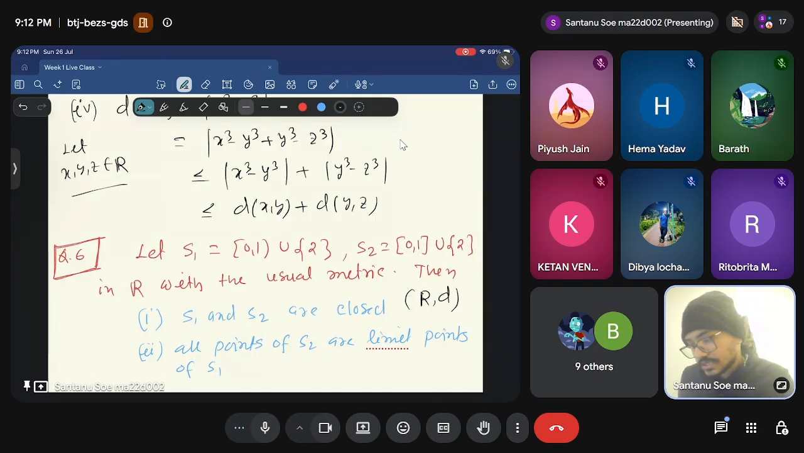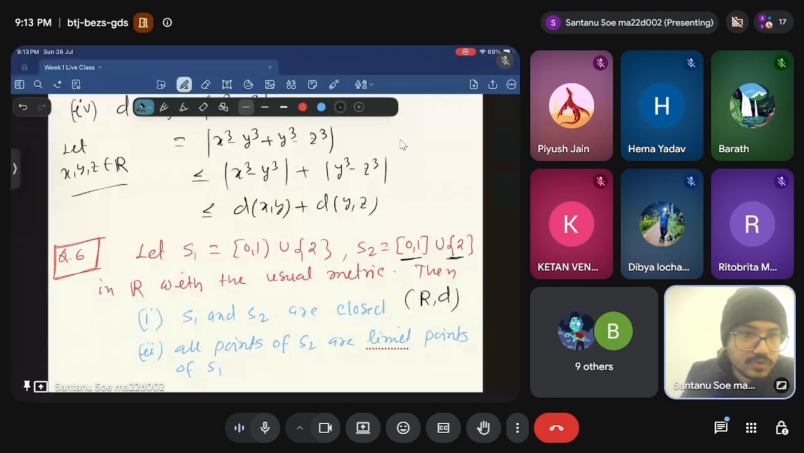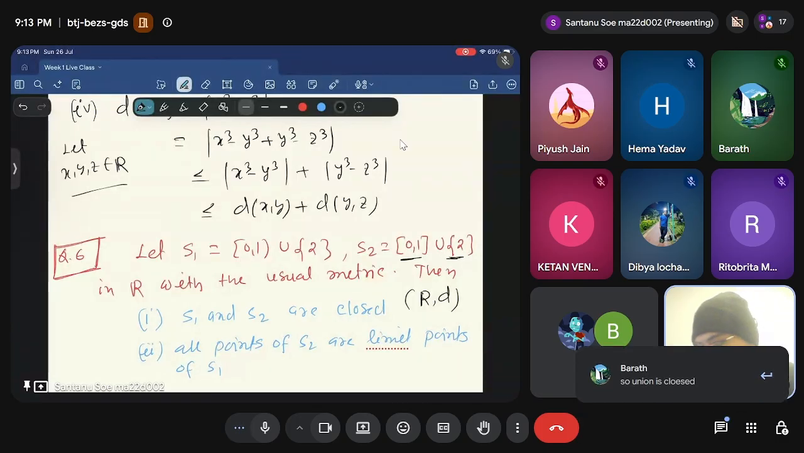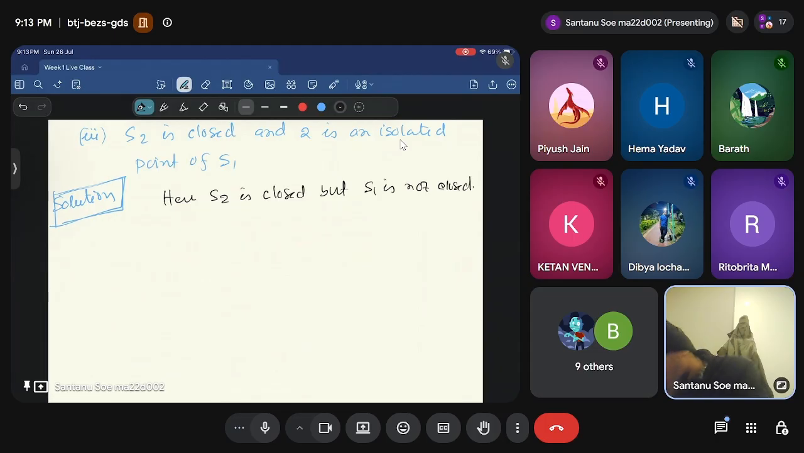So first see that S2 is a union of two closed sets, because singleton 2 is also closed and closed interval 0 1 is also closed. So it's a union of two closed sets, so it must be closed. But S1 is not closed, right? So here S2 is closed, but S1 is not closed. So why is S1 not closed? Anyone?